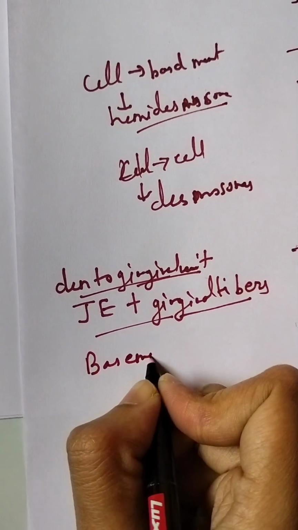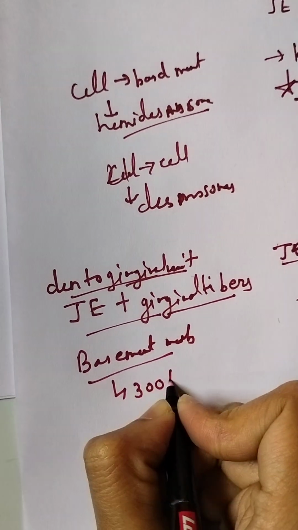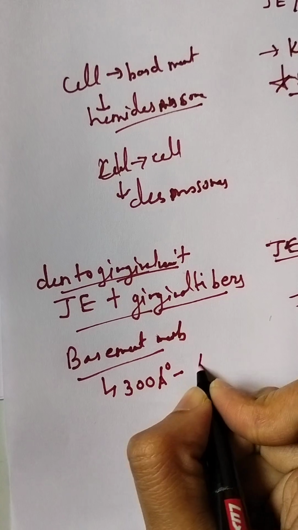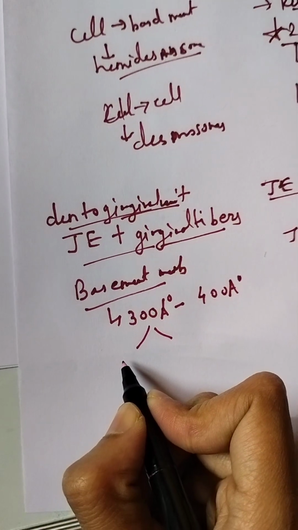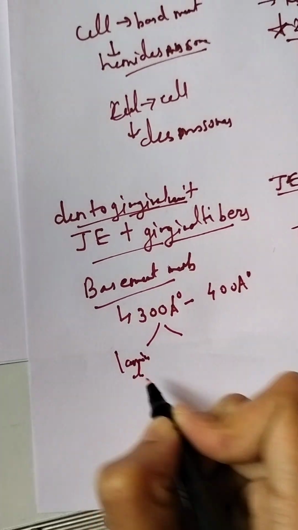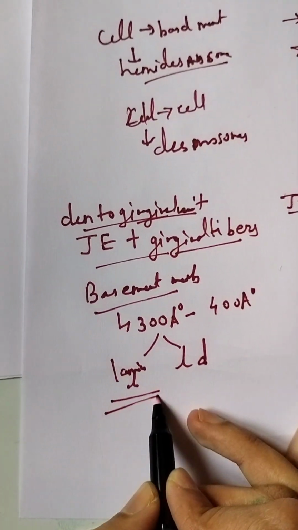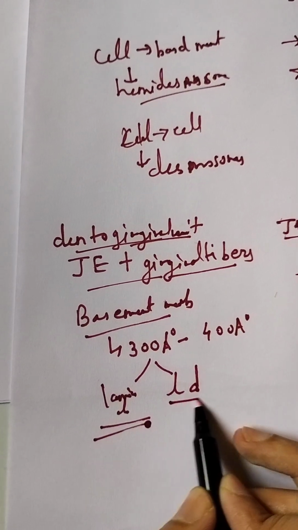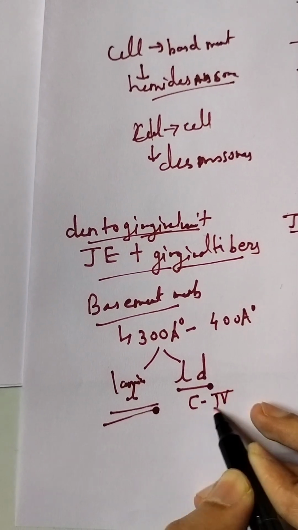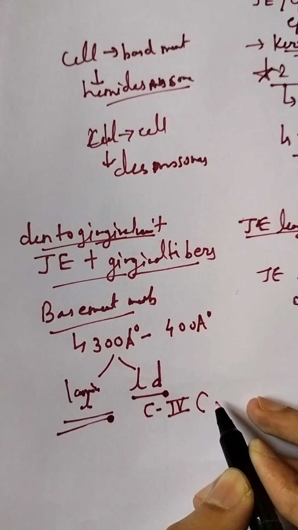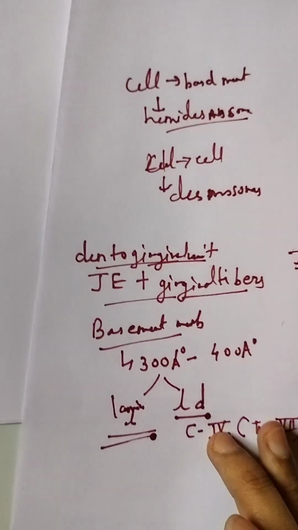Then the basement membrane. The basement membrane is 300 to 400 angstroms thick. It has two parts: first is the lamina lucida and second is the lamina densa. In the lamina lucida, laminin is present, and in the lamina densa, collagen type 4 is present, and anchoring fibrils type 7 are present in the basement membrane.